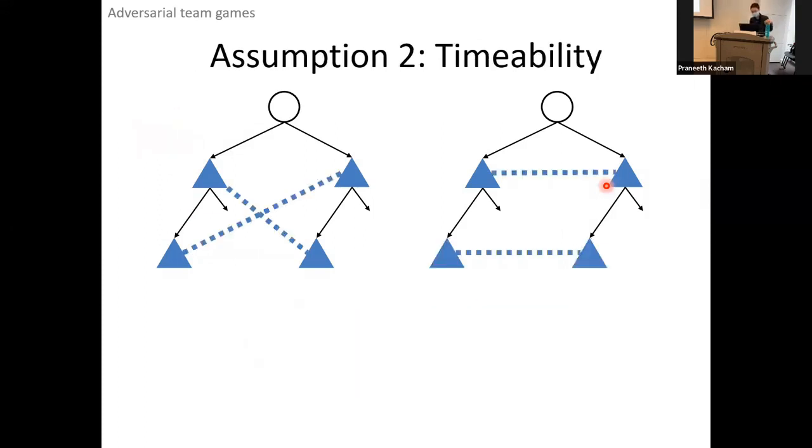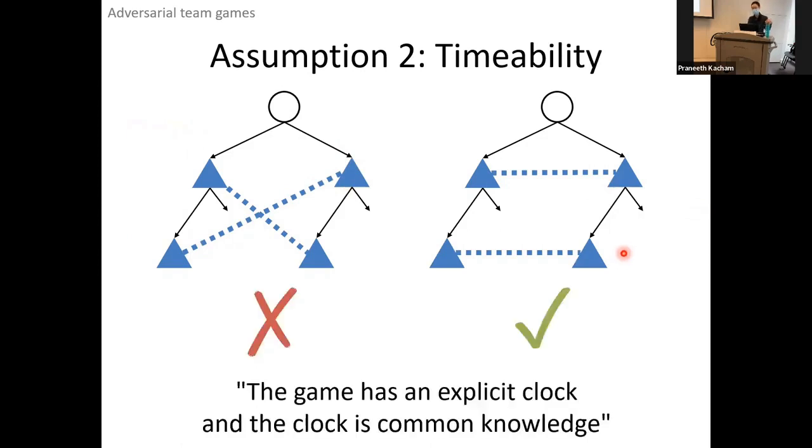The second assumption that we're going to make is timeability. What is timeability? Timeability simply means the information sets don't span across multiple levels of the tree. So on the left here, we have a game that isn't timeable, and on the right, we have a game that is timeable. Intuitively, what this means is that the game has an explicit clock that's encoded in the game tree, and the value of the clock is known to all the players at all times.